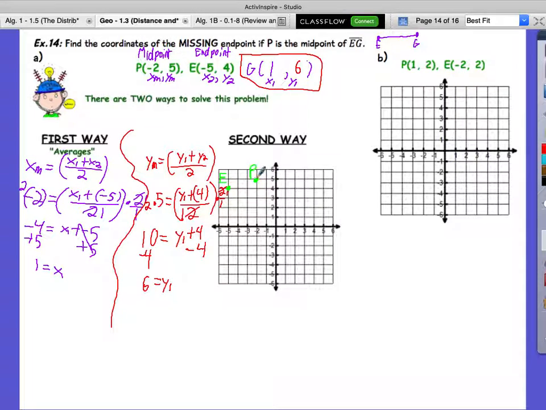And does G got to be up or down? Up. Why? Because P has to be exactly between those. If it goes down, then P's not going to be between the two. So then what we say, we know we're going to go to the right and we know we're going to go up. The question is, how much? Well, Nolan, what are you thinking?